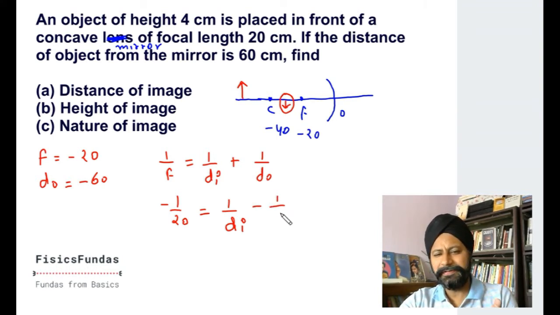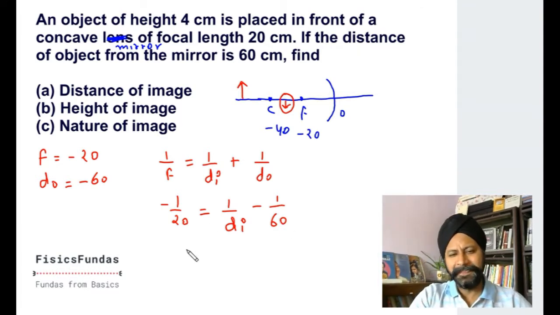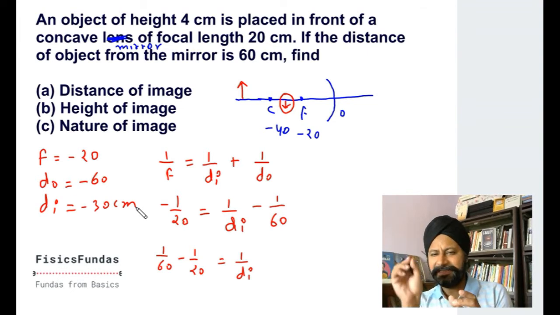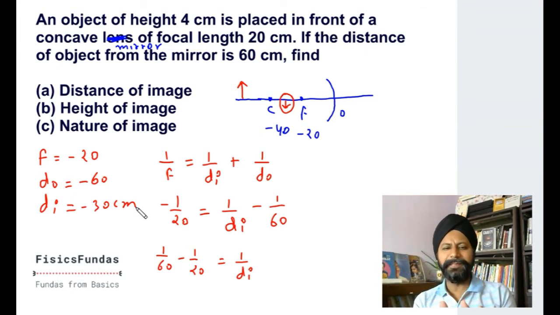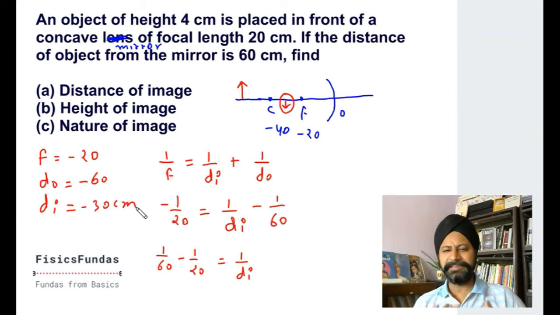So negative 1 over 60. Now this is mathematics. You take it on the other side. So this becomes 1 over 60 positive and a minus 1 over 20 is equal to 1 over di. So solve this, di gets negative 30 centimeters. That is exactly what I was expecting. It has to be between F and C. Not exactly at the midpoint, but I got it at the midpoint. But somewhere a bit more than 20, less than 40, I was expecting, I am getting. Done, right? This part is verified, cross-checked.